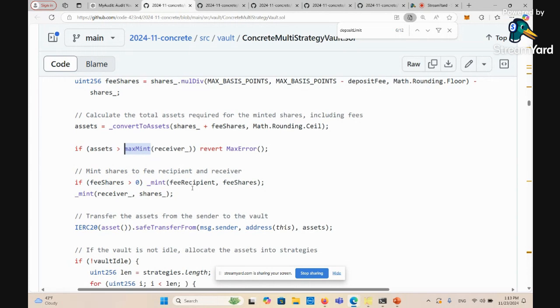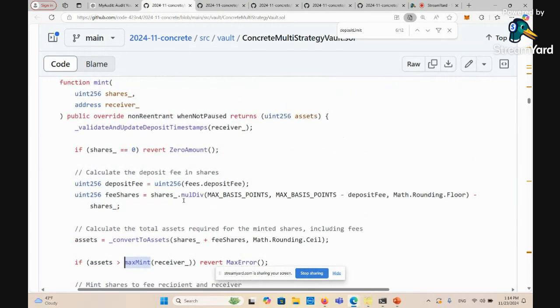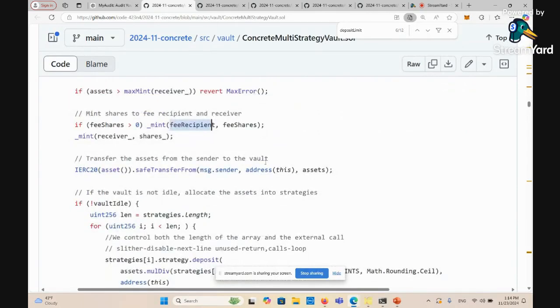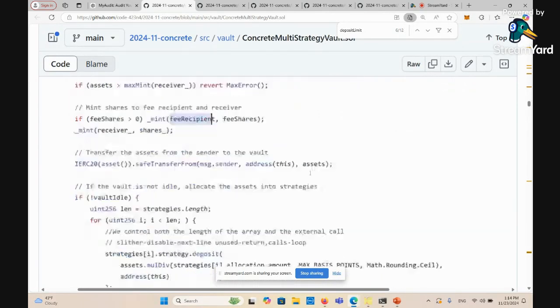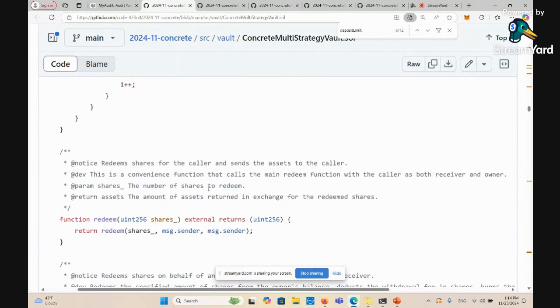If the fee shares are greater than zero, then you mint the fee shares to the fee recipient. Oh, I'm sorry, and then we mint this share to the user, and the fee shares to the fee collector, and then we transfer the total asset over here. If the vault is idle, then we just do the same thing like we did before.